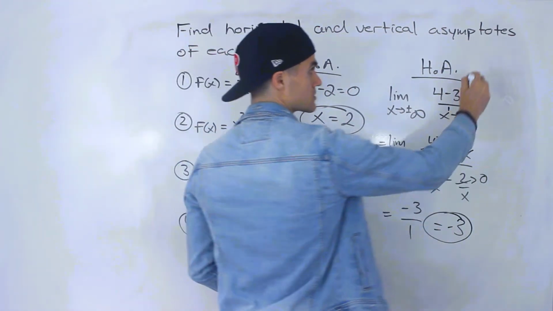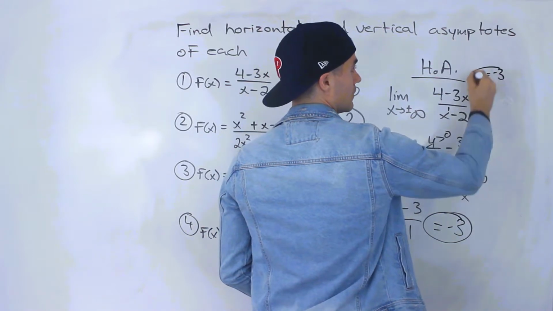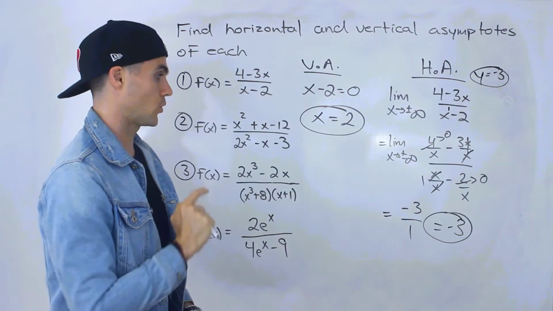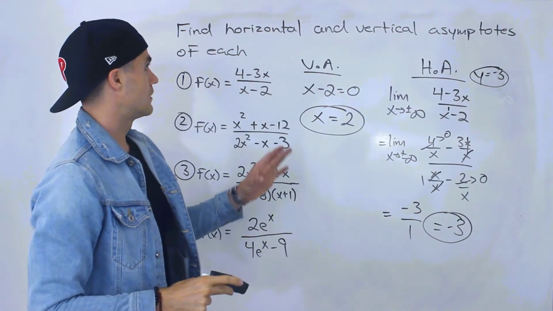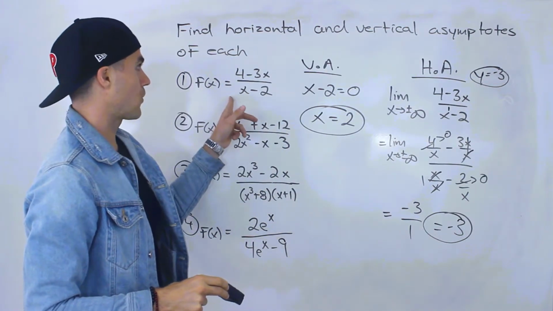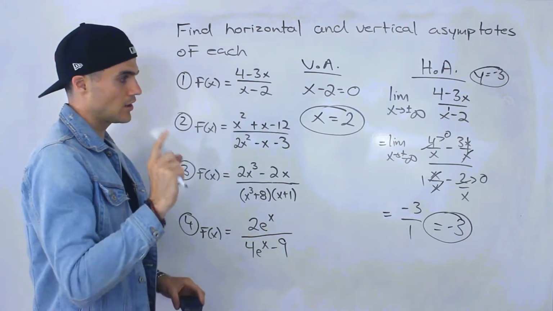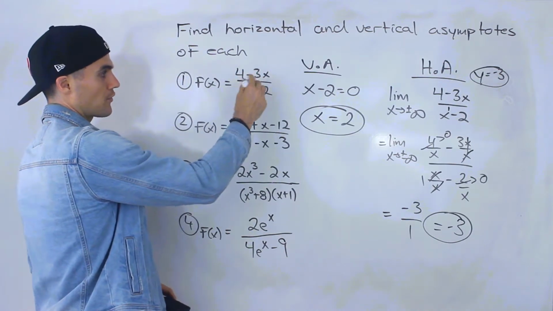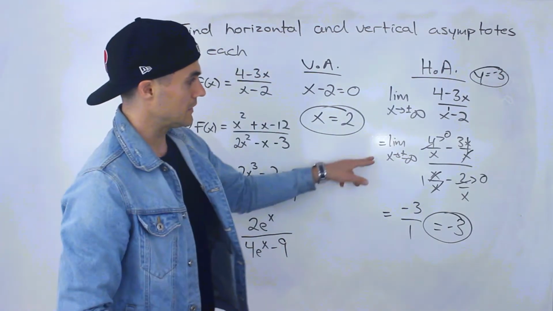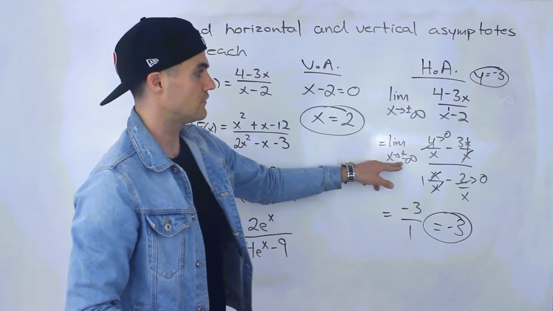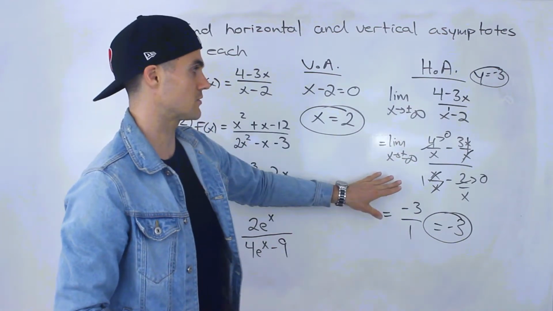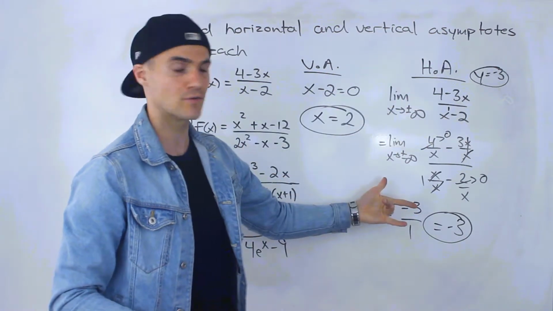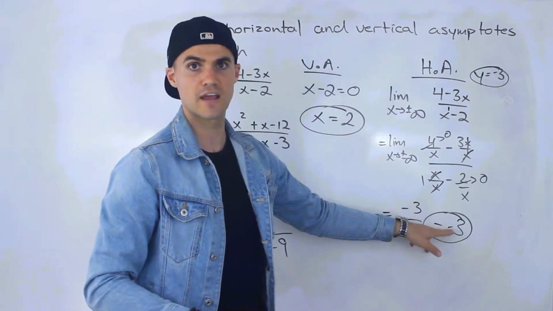So y equals -3 is the horizontal asymptote for this function. Another point I want to make is that when you're dealing with polynomial functions over another polynomial, the limit as x approaches positive infinity and negative infinity are usually going to be the same. So notice if we did the positive infinity just by itself and then we did the same thing with negative infinity, we would get that same answer of -3.